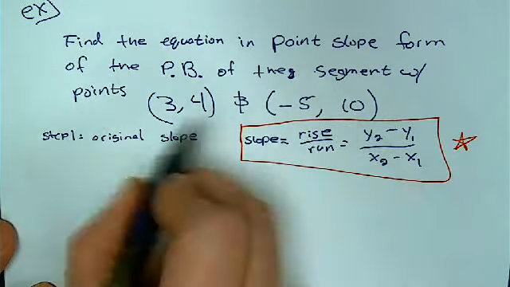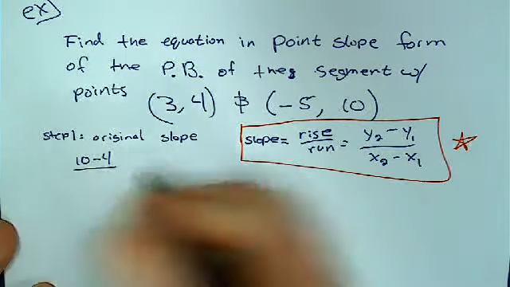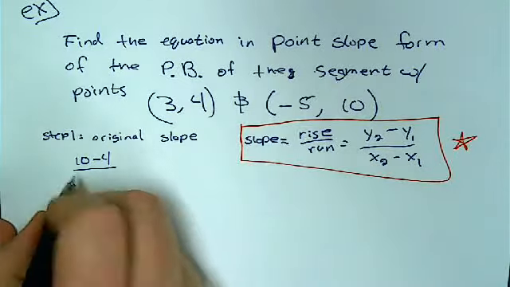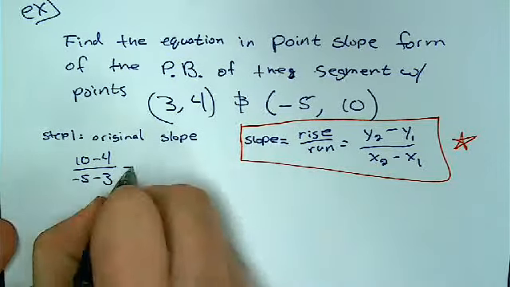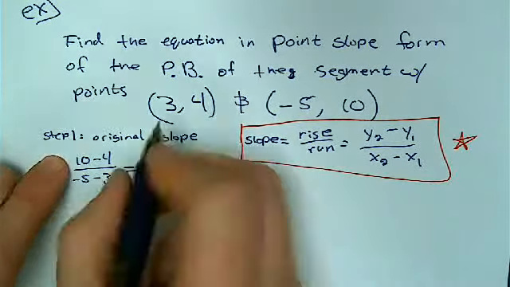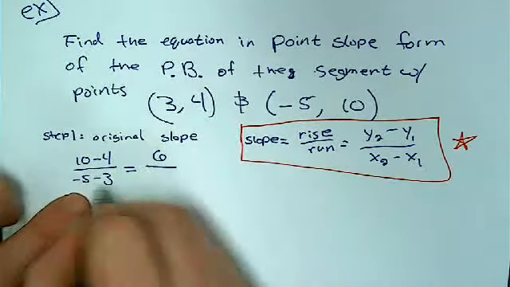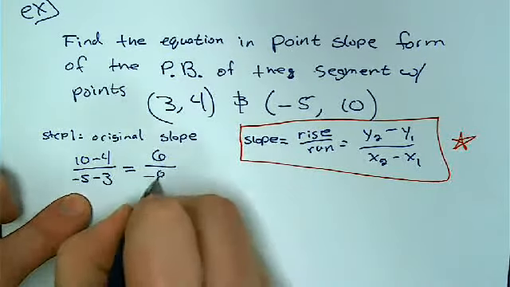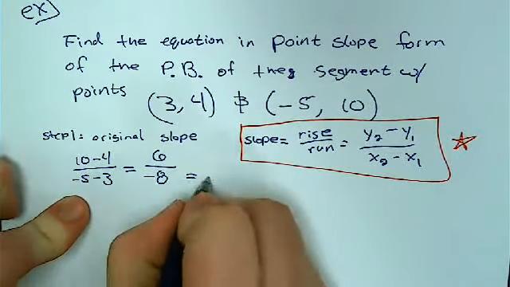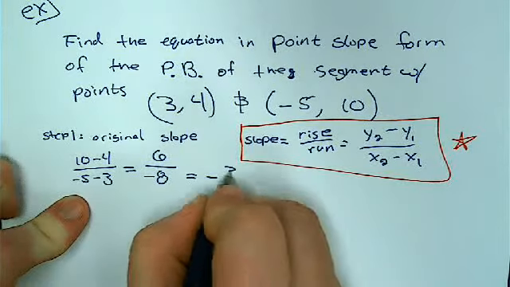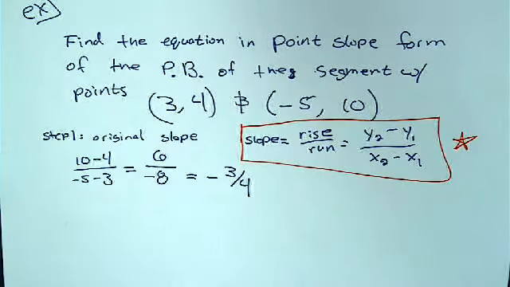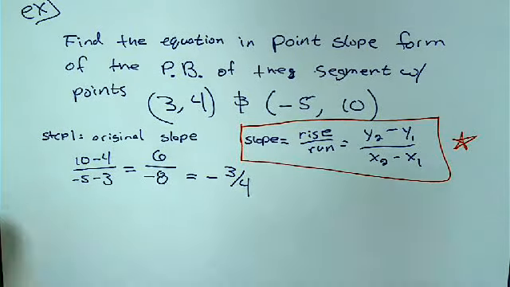So 10 minus 4, and now negative 5 minus 3. So this works out to be 6. This gives me negative 8. So that simplifies to a negative 3/4 as my slope. Who'd I lose? Okay. That bodes well.